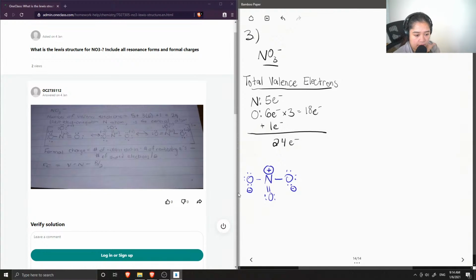So since one of the negative charges is kind of cancelled out with the positive charge, this overall molecule has a -1 charge, which is good, which is expected. So this is one resonance structure of NO3-, so we can draw another one with a different oxygen having the double bond. Just showing all of the electrons still as well.